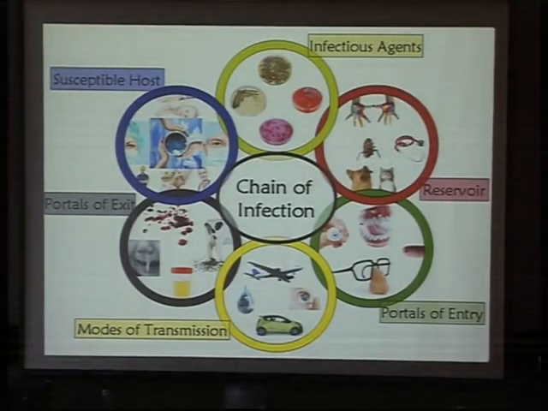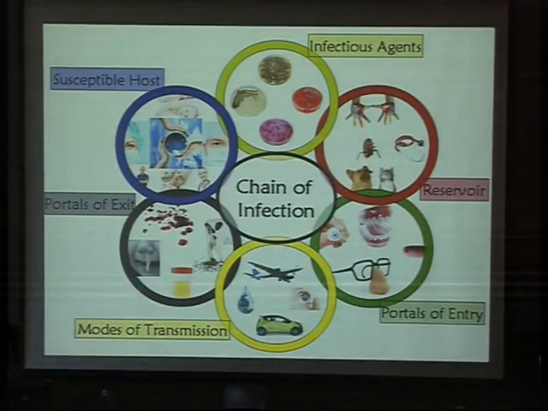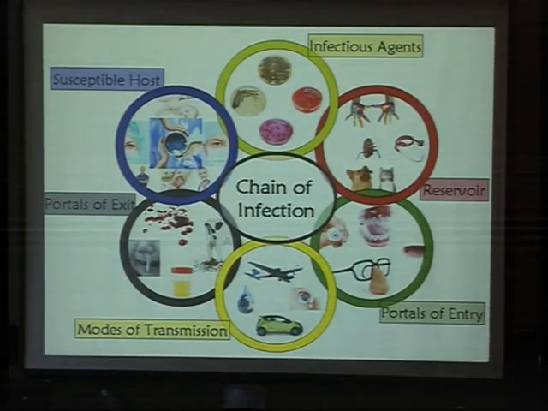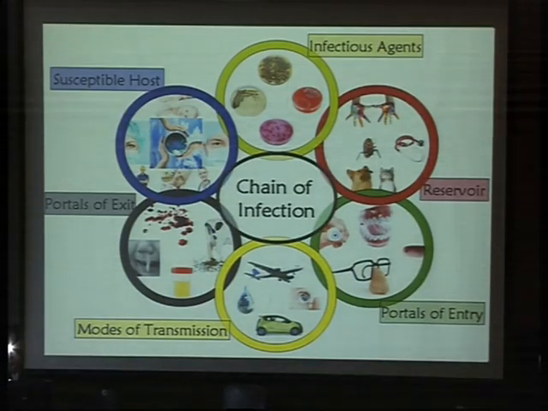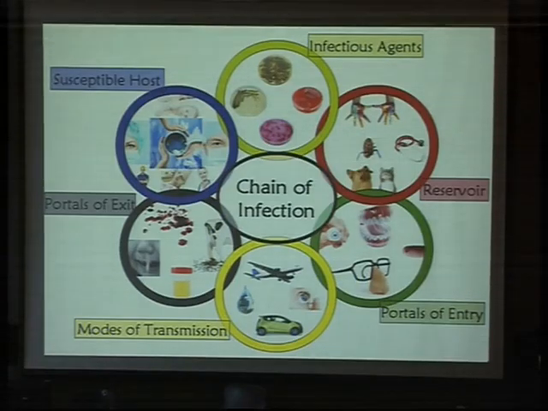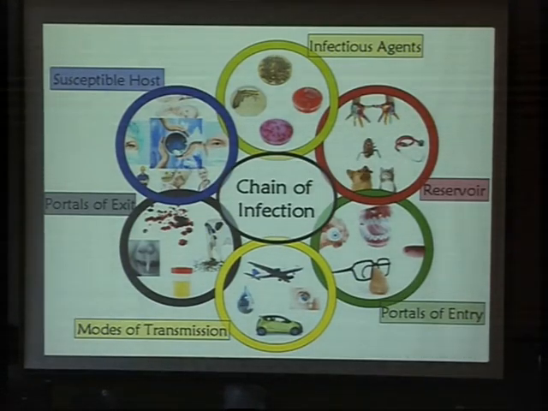For the infection to happen, there is something known as the chain of infection. Starting from the pathogen, the pathogen should be present in a reservoir, either the human being, patient or healthcare worker, or the environment around the patient, or animals or flies, which are rare in the hospital. Once it's in the reservoir, it should have a place to exit, a mode of transmission, a port of entry, and then it goes to the susceptible host.